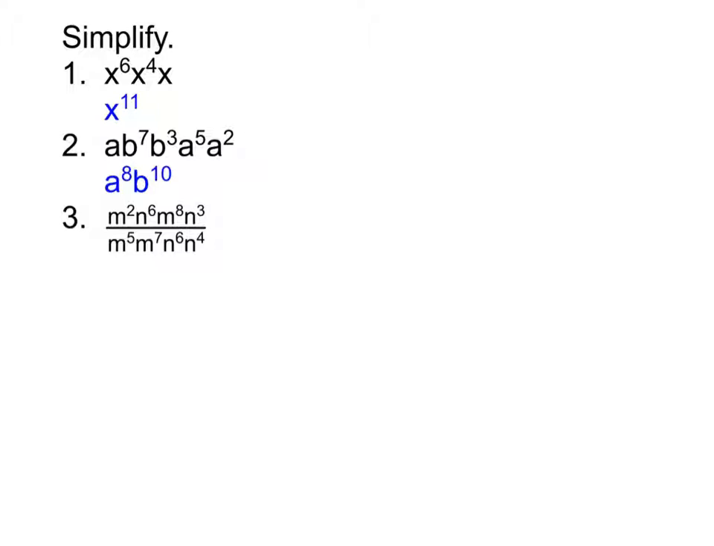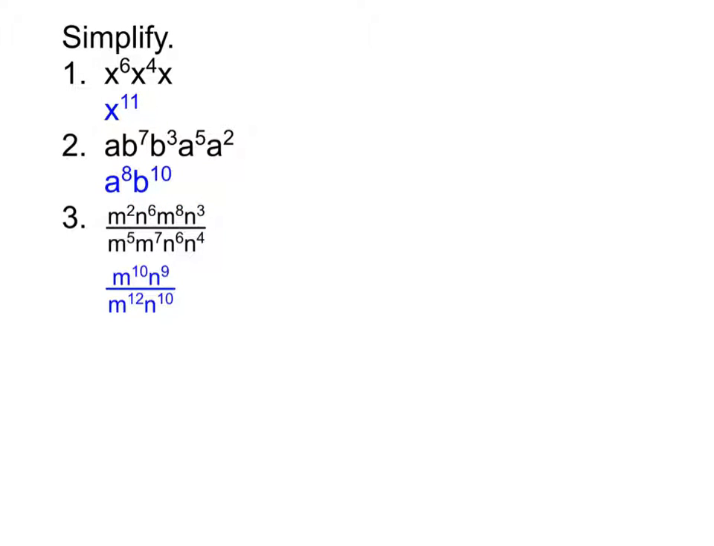All right, now on to number 3. When doing number 3, there's actually a couple different things we're going to be doing. The first thing that I would suggest you do is simplify the top and simplify the bottom separately. When we do that simplification on the top, I have m squared and m to the 8th, so that ends up giving me an m to the 10th on the top. Then I do n to the 6th and n cubed, so that gives me n to the 9th.